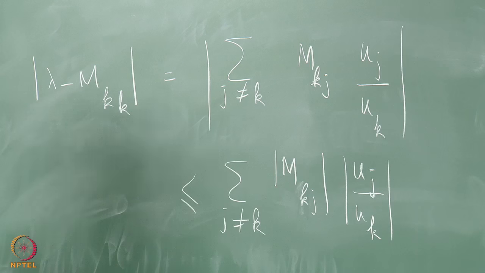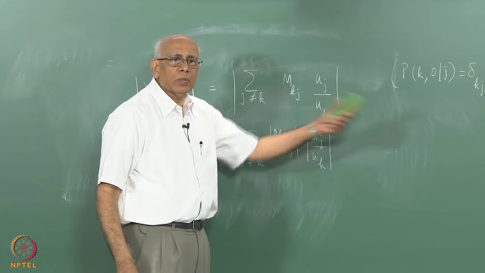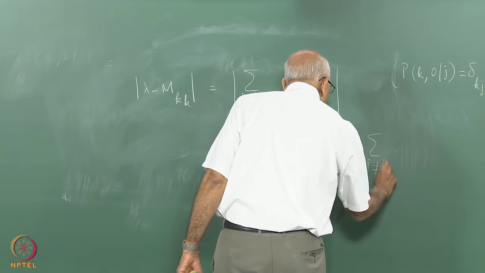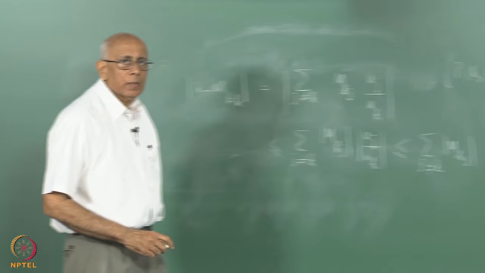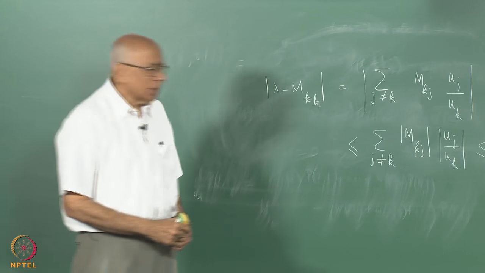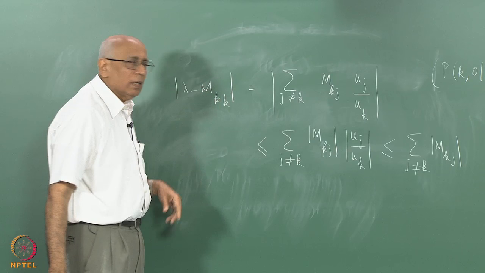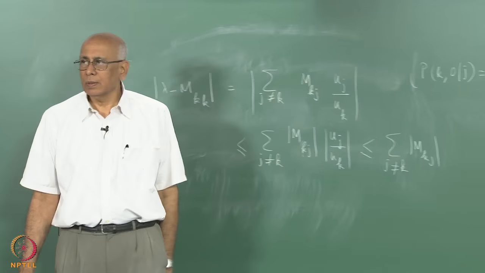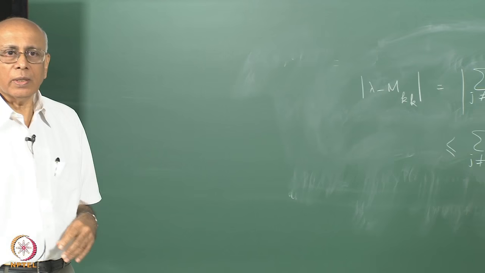Because if I take the modulus inside the summation, I get the maximum of the sum itself. But these numbers are guaranteed to be less than or equal to 1, because we took this to be the largest, right? So this is less than or equal to the summation over j not equal to k of modulus m_kj. That is the disk theorem, because it says this eigenvalue is inside or on the circle of radius m_kk, whose radius is given by this out here. So this region is a disk, and you are guaranteed the eigenvalue is inside or on that disk.